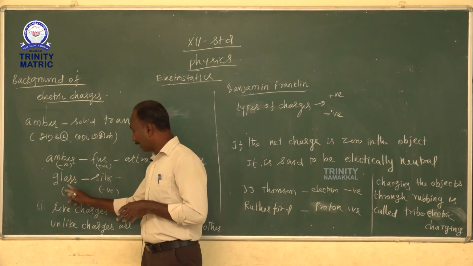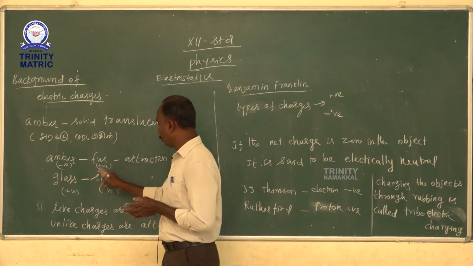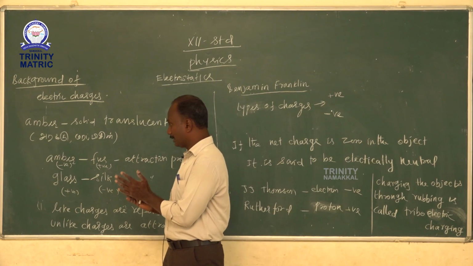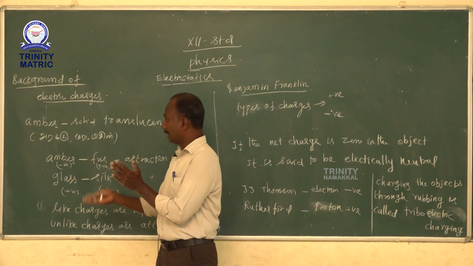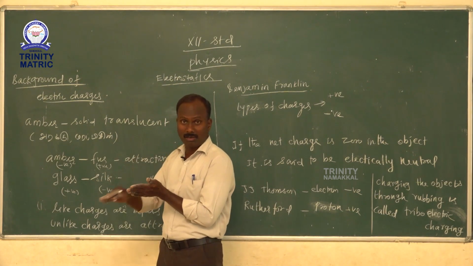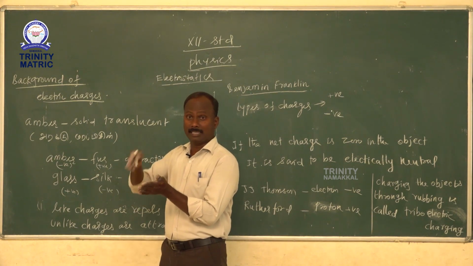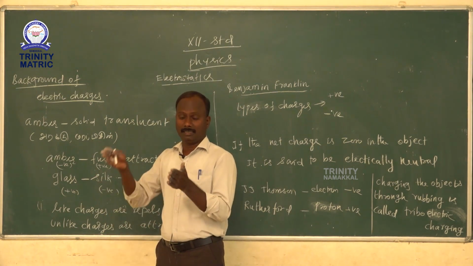The glass acquires a positive charge and the silk cloth acquires an equal amount of negative charge. Now the amber is rubbed with fur, and the amber becomes charged by the rubbing. Now take another charged amber.